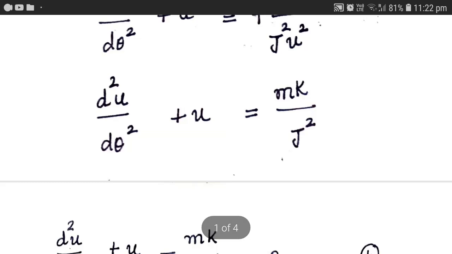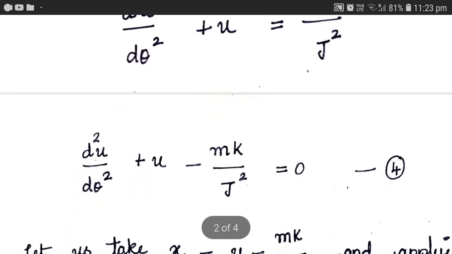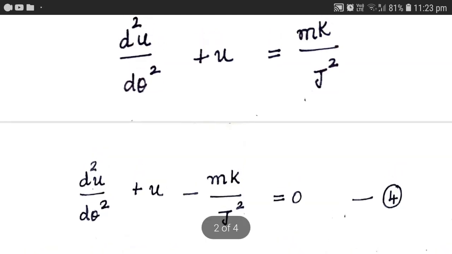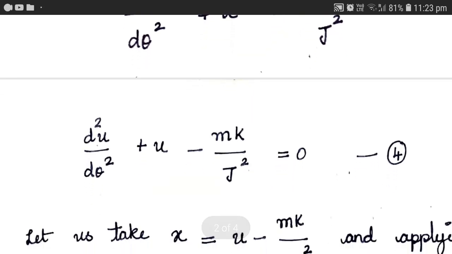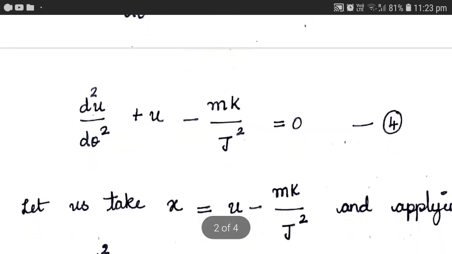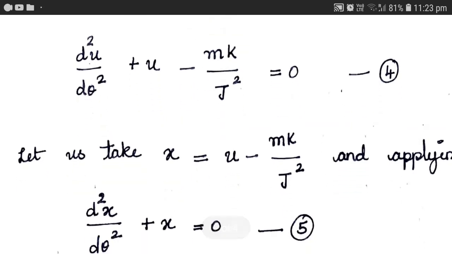Now let us bring this mk by j square to the left hand side. When we bring it, we get d square u by d theta square plus u minus mk by j square. Let us take this as equation number 4. In equation number 4, this second term and third term can be taken as x. So in place of u minus mk by j square, let us substitute x.